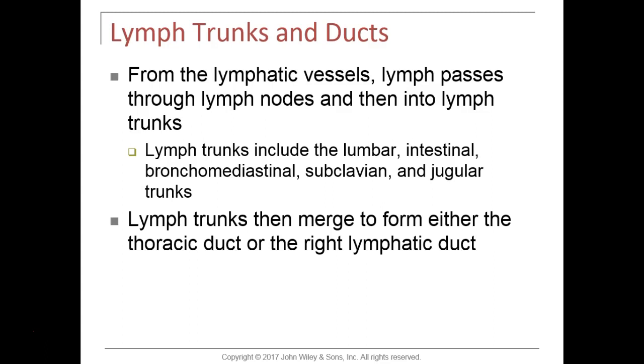So obviously the lumbar trunks are in the lumbar region. The intestinal trunks are receiving lymph from the lymphatic vessels from the intestines and the mesentery. And then the bronchomediastinal trunks are receiving lymph from the vessels in the thoracic cavity, and so forth. The lymphatic trunks join together to drain the lymph into two major lymphatic ducts. There's a left lymphatic duct, which is referred to as the thoracic duct, and a right lymphatic duct.